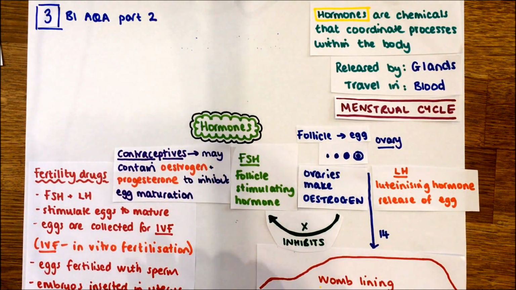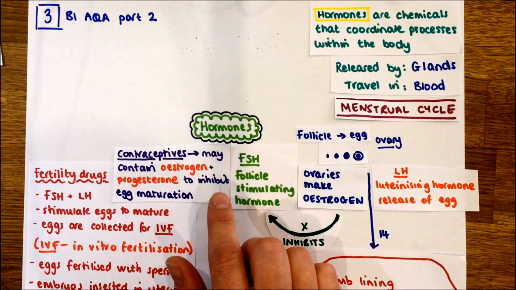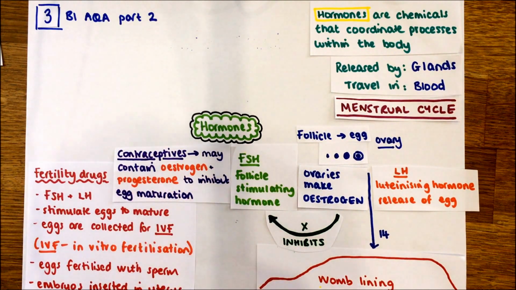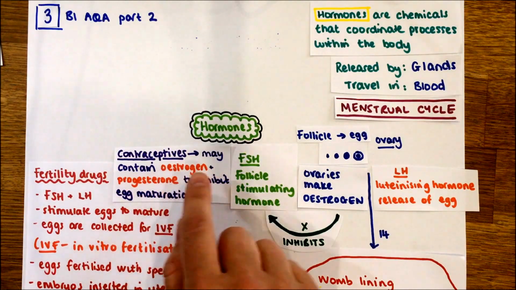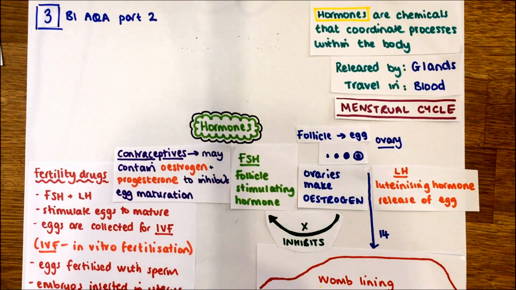Now, as a side note, it might be worth noting that previously contraceptive pills used to contain an awful lot of estrogen, but they made women feel quite unwell. So they now contain a lot less estrogen and a lot more progesterone. It is commented on in your specification, only slightly, but I think it's just worth noting.